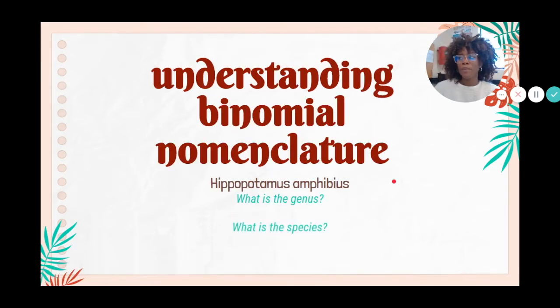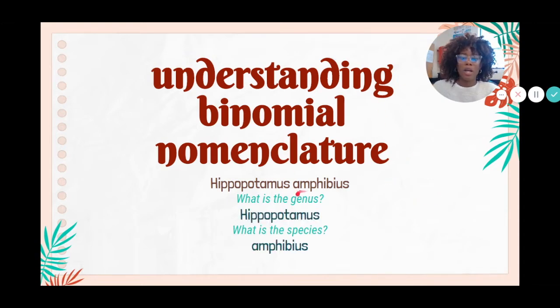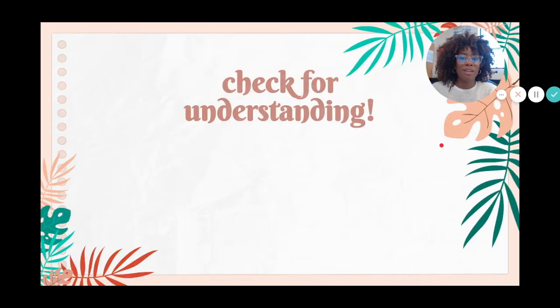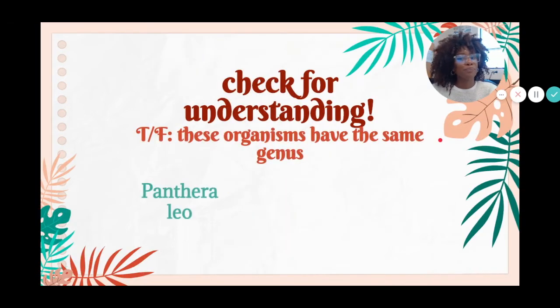Okay, let's look at this example. If I tell you an organism's name is Hippopotamus amphibius, what is the genus of that organism? What is the species of that organism? Exactly. The genus is always this first part. The species is always the second part. Always. It's always like that. It's so easy. I love it. Binomial nomenclature.